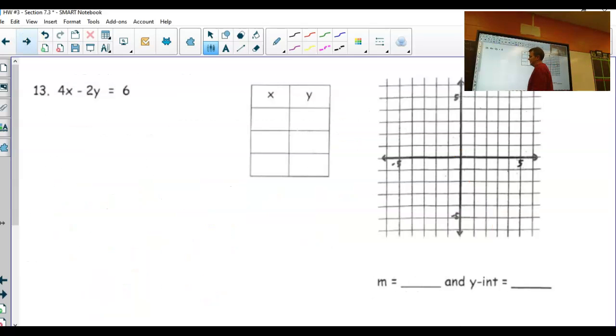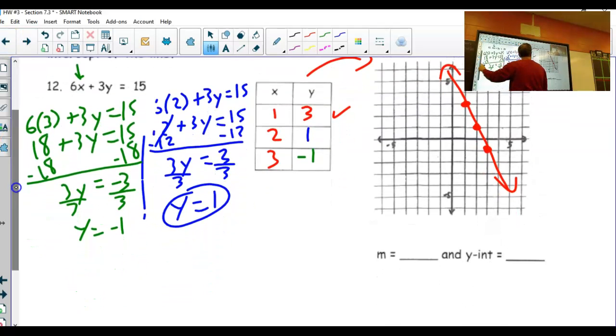Number 13, the last problem, I think. Oops, I forgot something in number 12, didn't I? Sorry, the slope and the y-intercept.